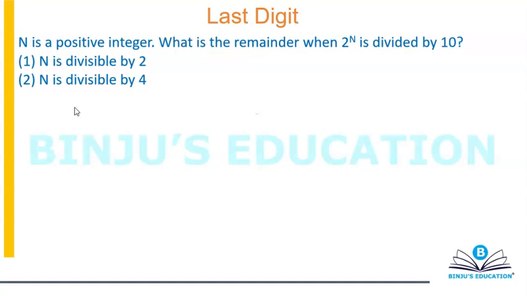N is a positive integer. What is the remainder when 2 to the power n is divided by 10? Again, see, the way this question has been put up is that this question is not directly asking you what is the unit digit. They're not doing that. They have gone a step further. What they're basically saying is what is the remainder when 2 to the power n is divided by 10.